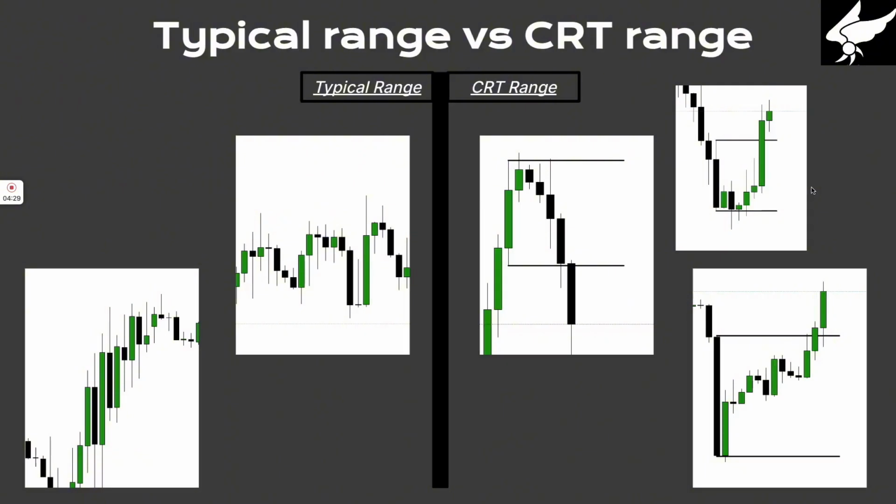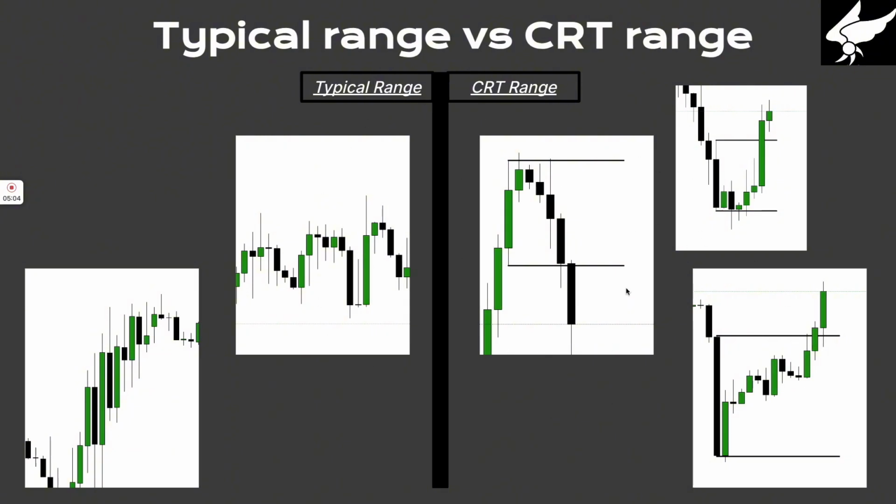More examples for you guys. Typical ranges, no CRTs available. Typical range, no CRT. And then CRTs. So we form a range high and low, turtle soup the high, targeting the range low. This example, we form a range high and low, we turtle soup the low, we wicked below, so this is bullish, targeting the opposing end of the range. Same thing here, formed a range high and low, turtle souping the low, bullish, targeting the opposing end of the range.